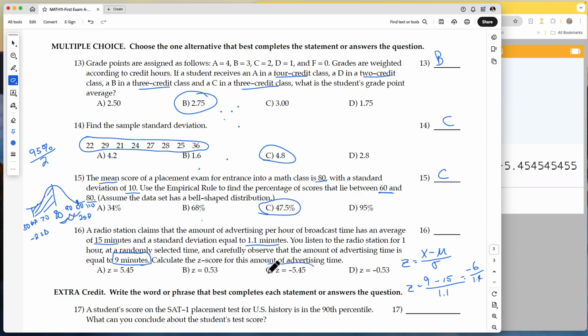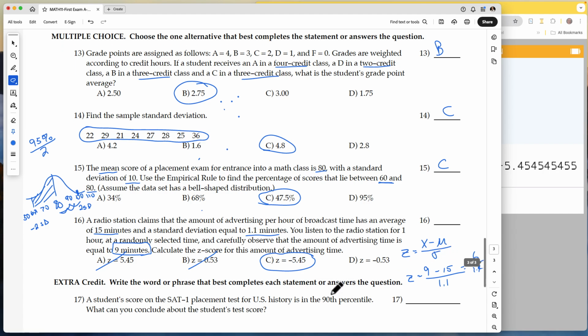Negative. It's below the mean. It's below the average. Hopefully you would have spotted this. Don't go just by the value. Positive 5.45 is above the mean. It would have been more than 15 minutes, right? So you could almost just go through and cancel those out. It's got to be negative, and we see we're pretty far away from the mean. So I would say, without calculating, you could have just really gone with C. But just follow the formula and you'll be able to do that. And again, watch your signs as you're doing this.